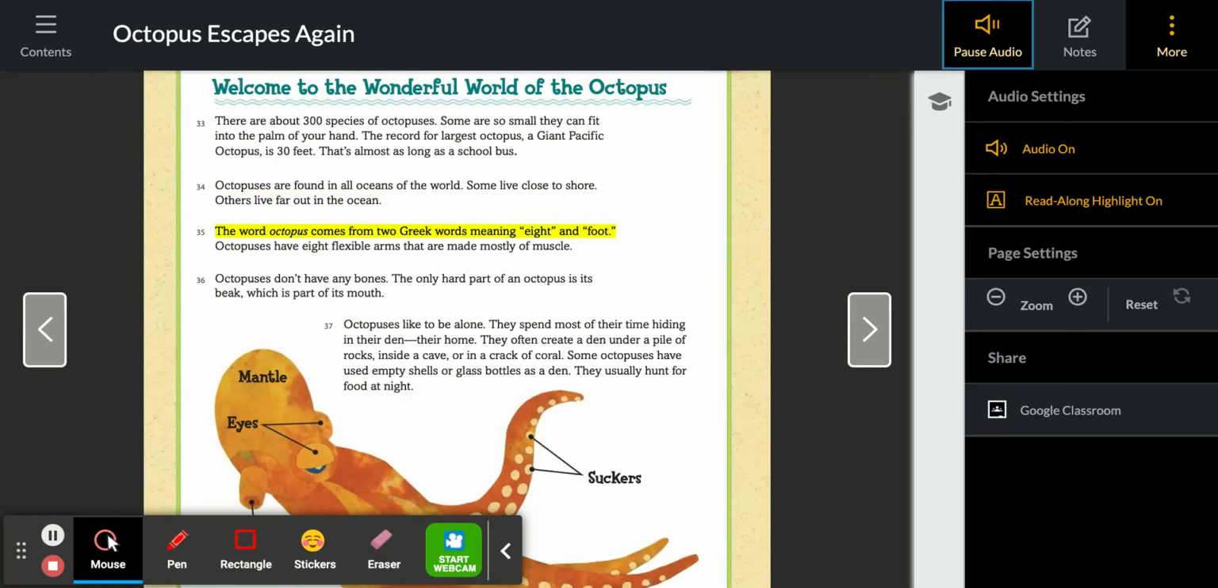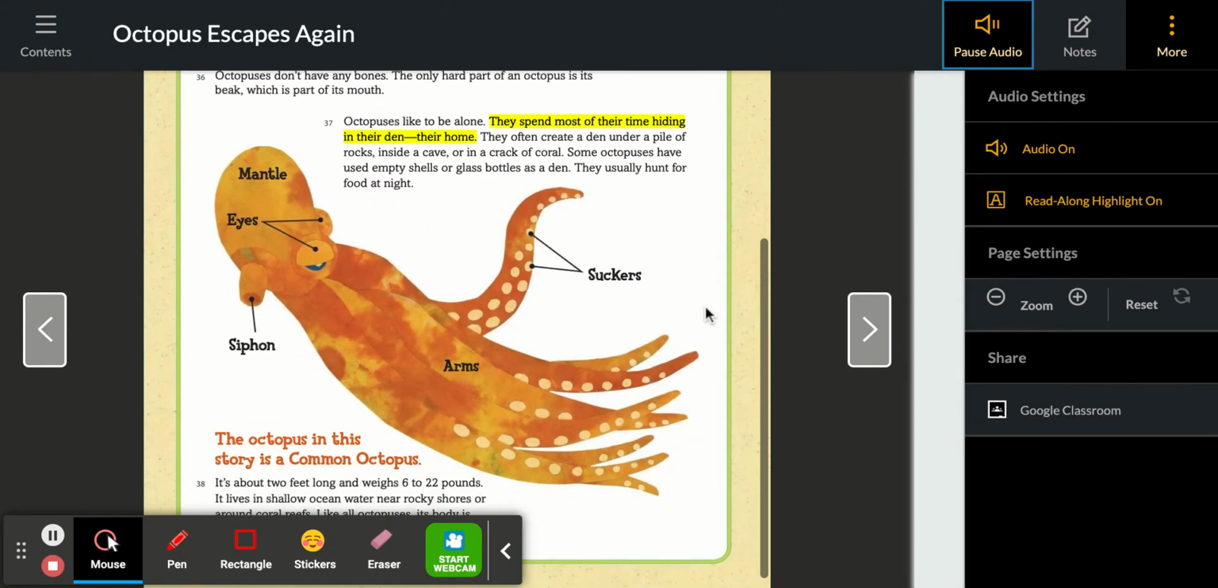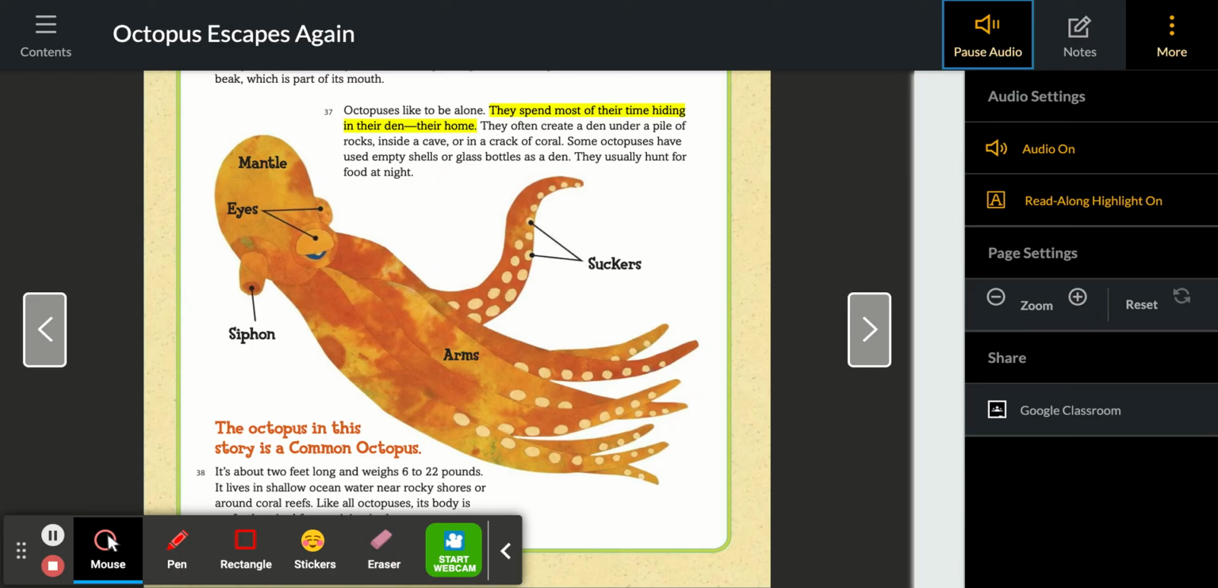The word octopus comes from two Greek words meaning 8 and foot. Octopuses have 8 flexible arms that are made mostly of muscle. Octopuses don't have any bones. The only hard part of an octopus is its beak, which is part of its mouth. Octopuses like to be alone. They spend most of their time hiding in their den, their home. They often create a den under a pile of rocks, inside a cave, or in a crack of coral. Some octopuses have used empty shells or glass bottles as a den. They usually hunt for food at night.